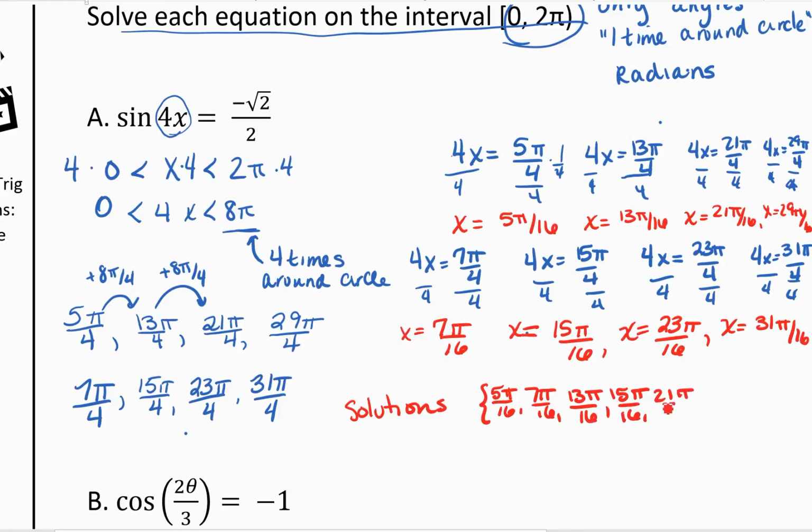21 pi over 16. 23 pi over 16. 29 pi over 16. And 31 pi over 16. And we see that we did get 8 of them, just like we thought we would from the graph.